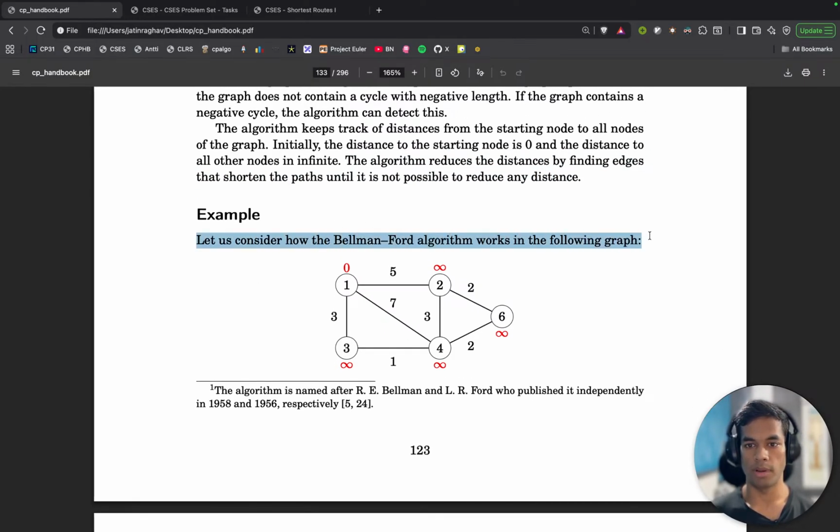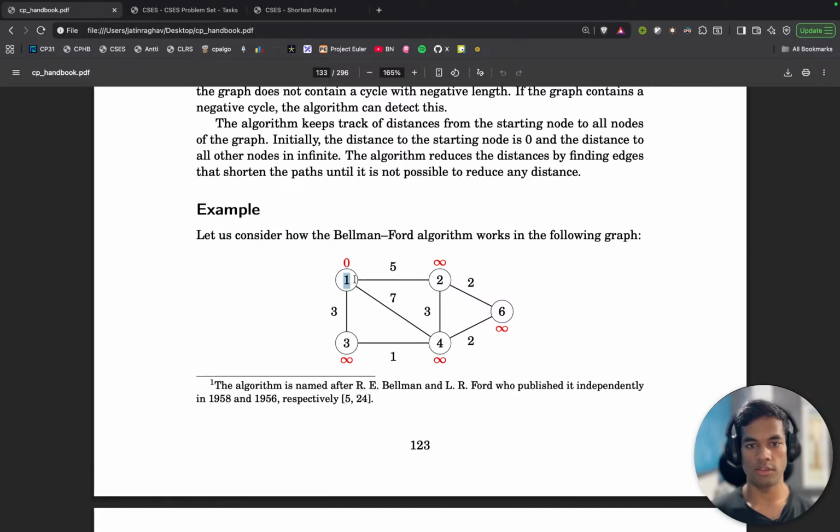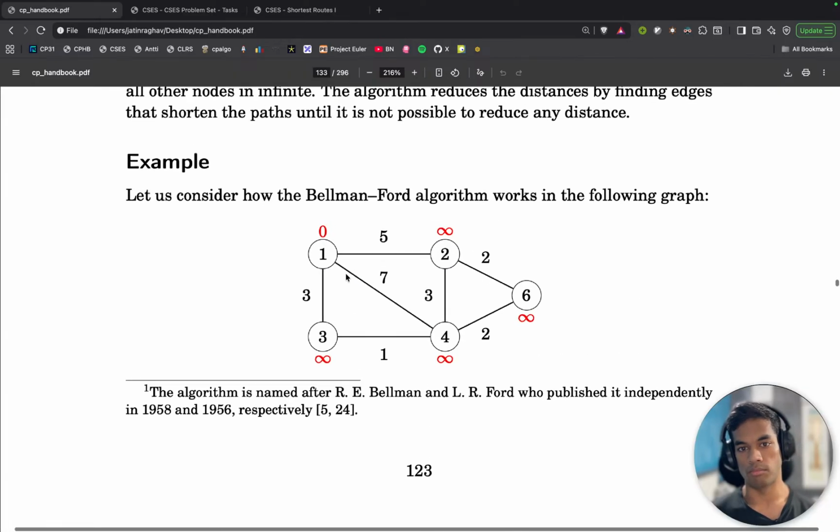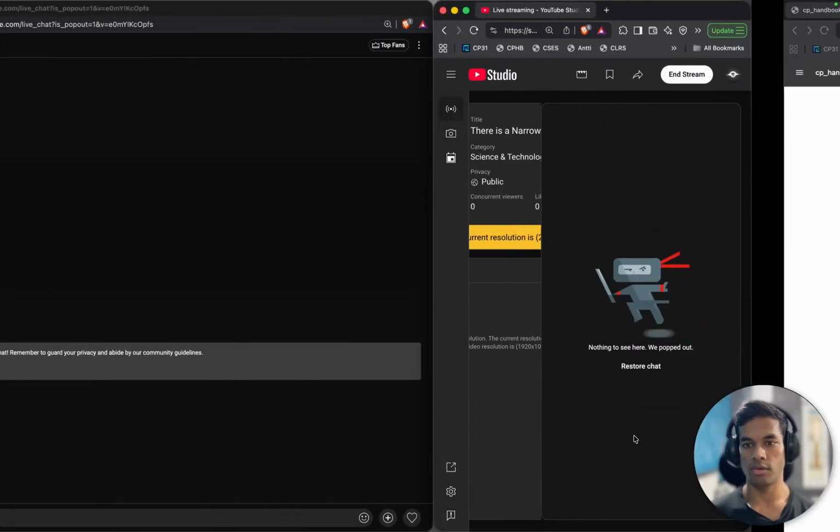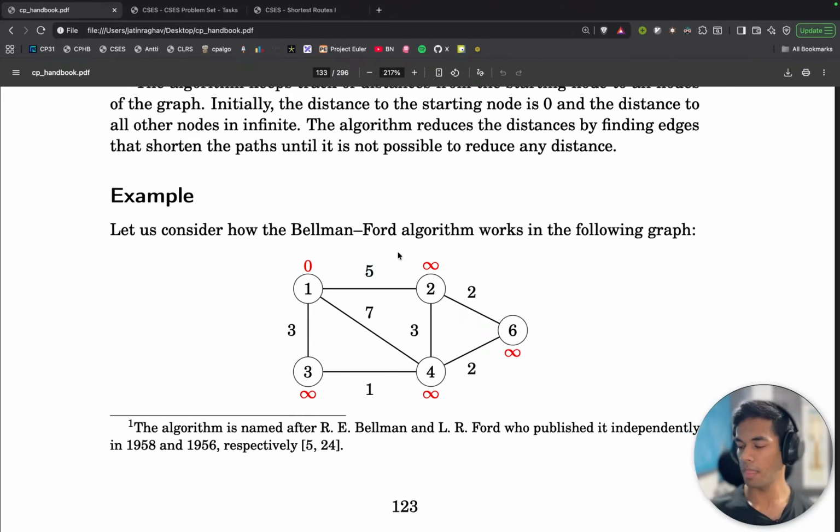Let us consider how Bellman-Ford works on something like this. So this is our initial node. That is why the distance is 0. And all the other nodes have a distance of infinite from the starting node. And now what? So let's theorize a little bit. The theory is that we will go through all the edges and keep track of the shortest distance to the current node and what edge we are taking, and we will see if after taking this edge we will update the shortest distance for the next node that we are going to go to.